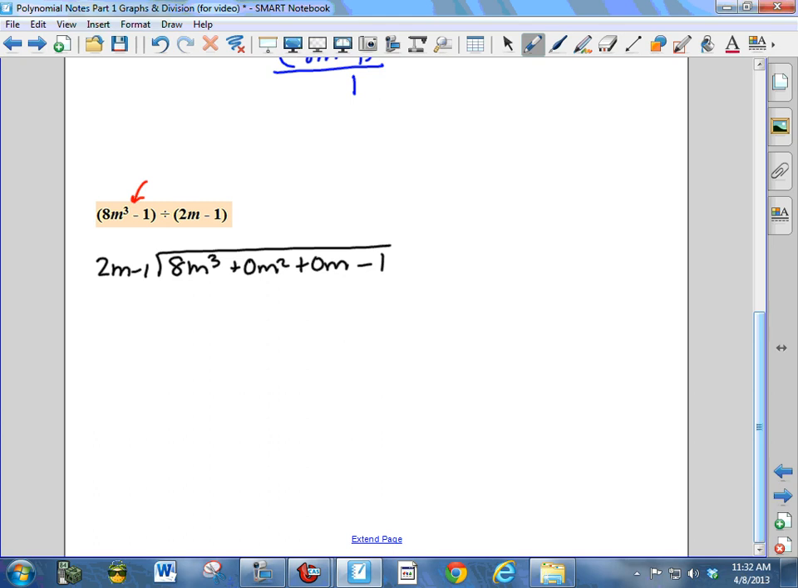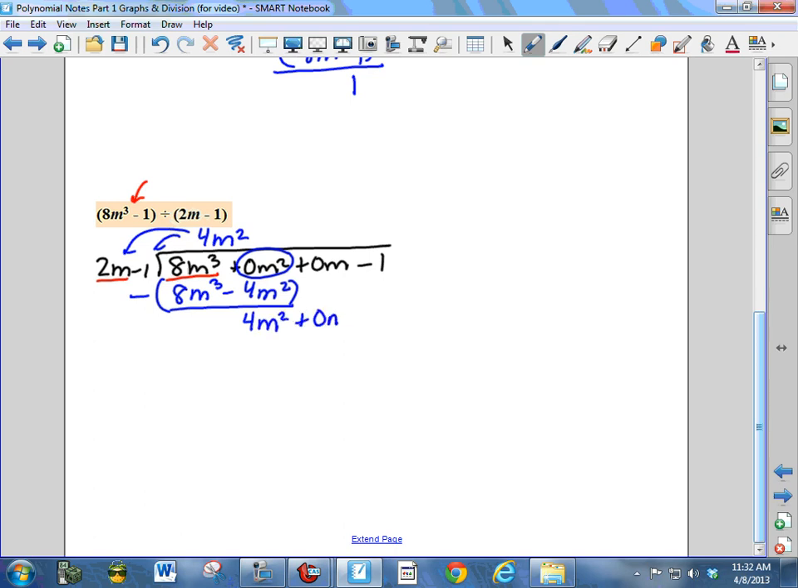So I start by multiplying. What do I have to multiply 2m by to get 8m cubed? I have to multiply by 4m squared. So 4m squared times both of these would give me 8m cubed minus 4m squared. Notice that we have something in the m squared column to subtract the negative 4m squared from. Notice I subtract both, which means this becomes a positive 4m squared because it's minus a negative.